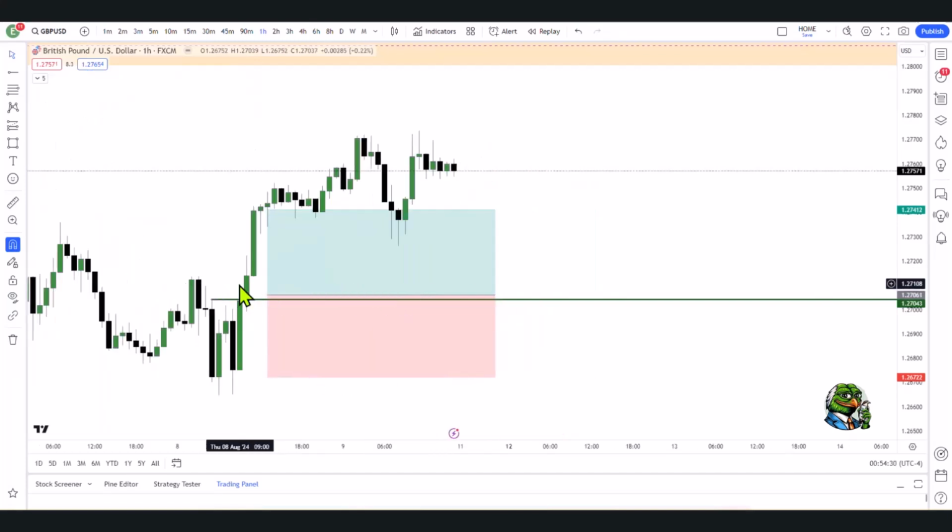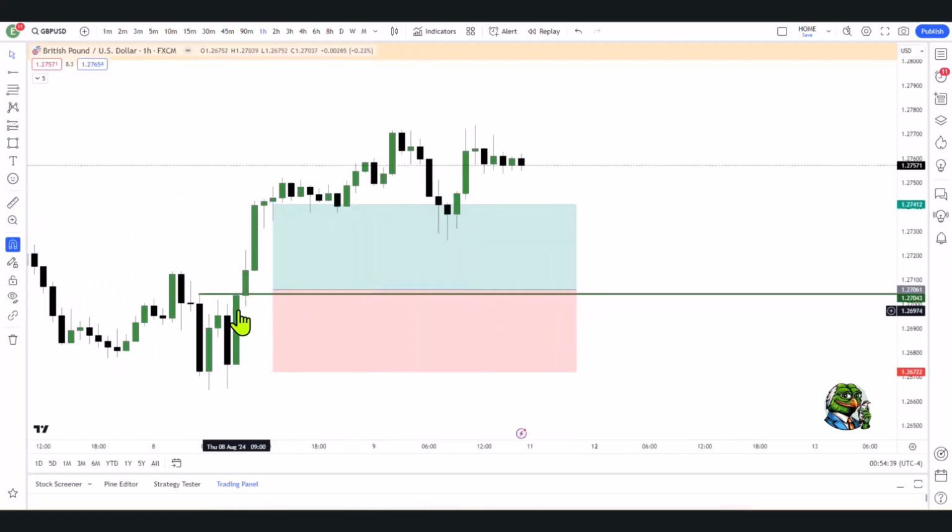So that fair value gap from where we're entering, above the 4-hourly order block, there's a fair value gap there, and that fair value gap is made of 3 candles: candle 1, candle 2, candle 3, and the fair value gap is in between those 3 candles. Put a box at where the fair value gap is.